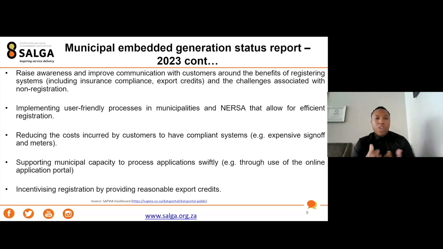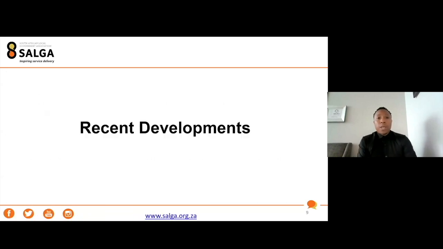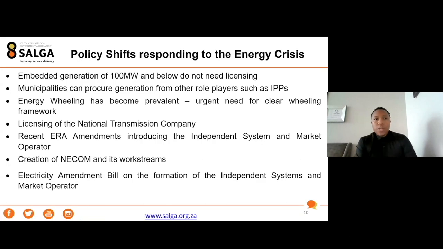But we have to make sure that we are very clear in communicating some of the benefits and the importance of having this generation that is out there, that is distributed, to have it visible in the system as well. So just to quickly talk about the recent policy shifts in responding to the energy crisis.